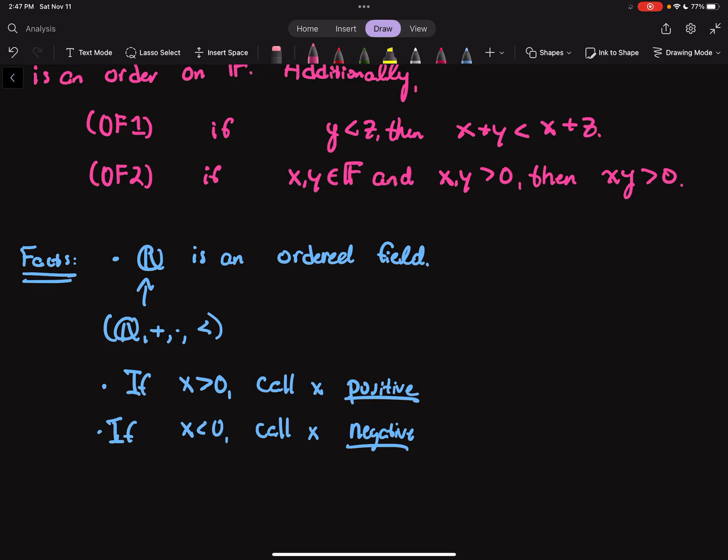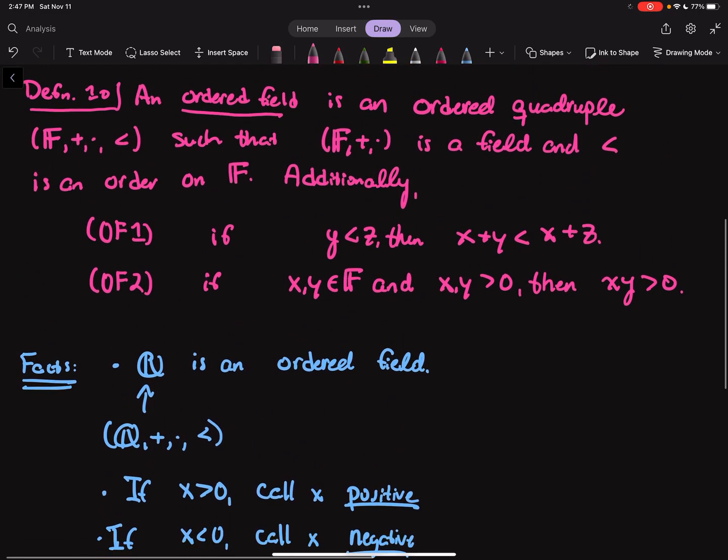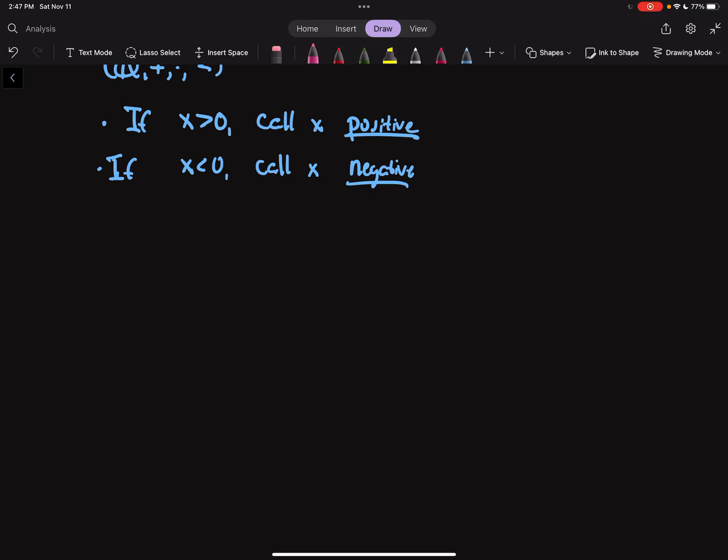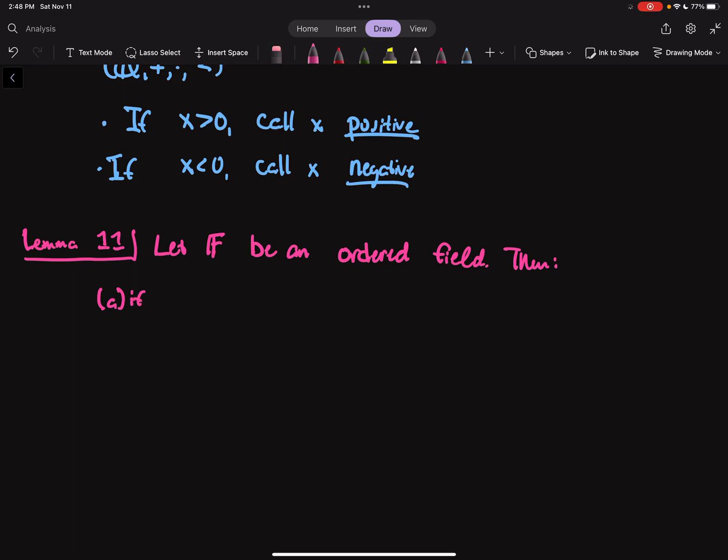Okay, and just to give some practice working with the axioms, let's prove a lemma. Let F be an ordered field. If x is bigger than 0, then negative x is less than 0, and vice versa.